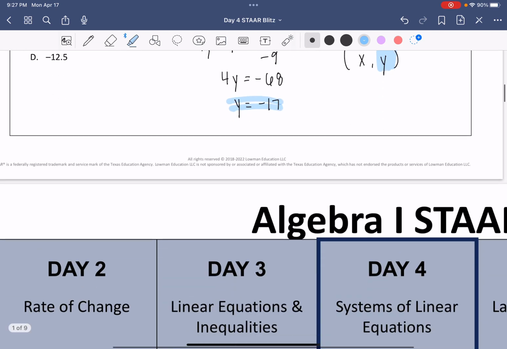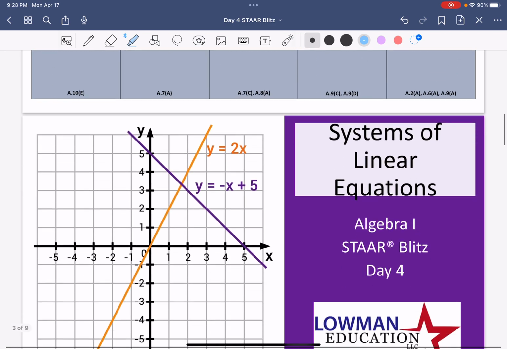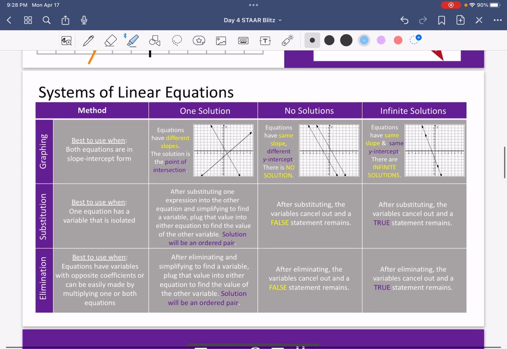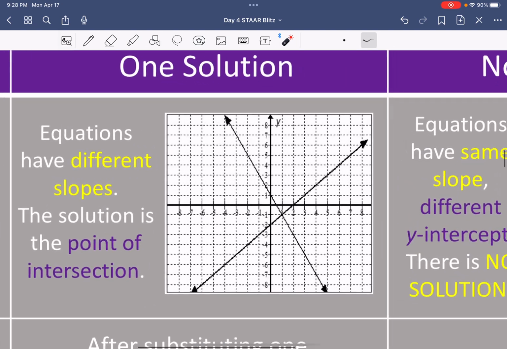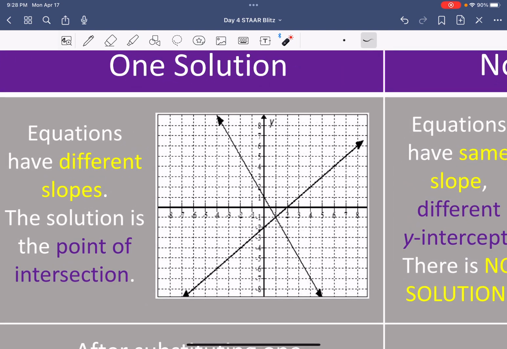All right, so let's go over the notes. Systems of equations. When you're graphing, you're best to be in slope-intercept form. If it's one solution, the equations will have different slopes, and the point of intersection is that solution. In this case, it would be 1, negative 1.